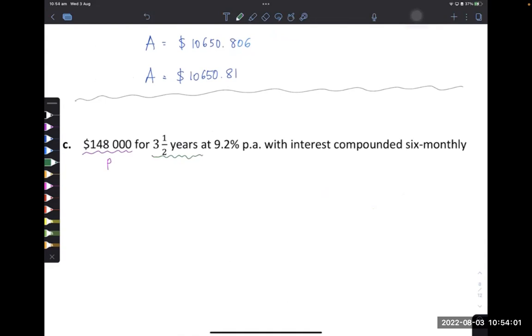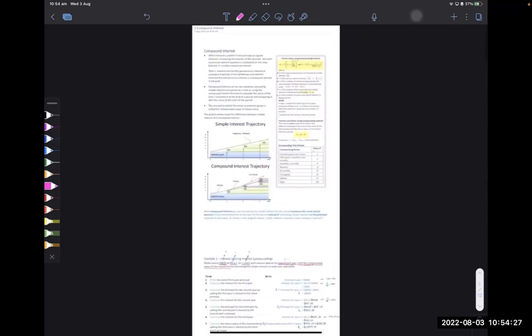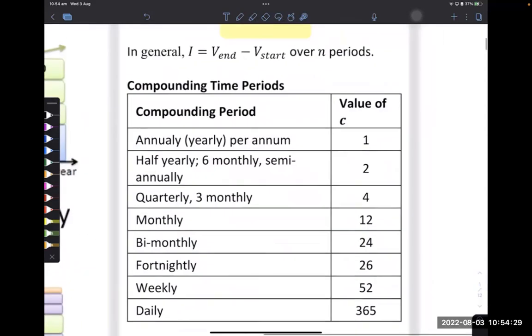3.5 years. What can we write Y as? Yeah, we can write 3.5 years instead. Am I going too fast? 6 monthly. C is equal to 2. Okay, you can find that information in the table at the top on the first page. Here it says 6 monthly. That means C is equal to 2.